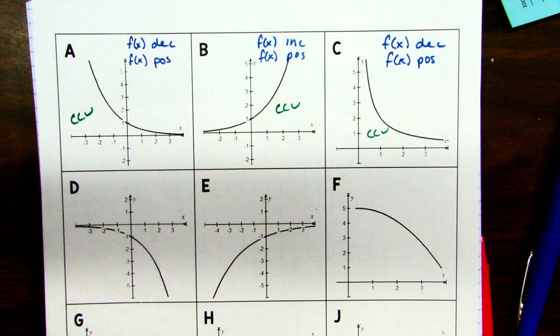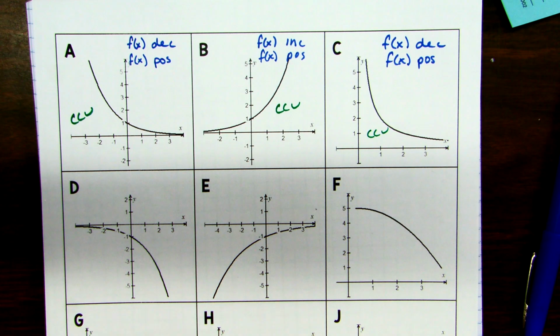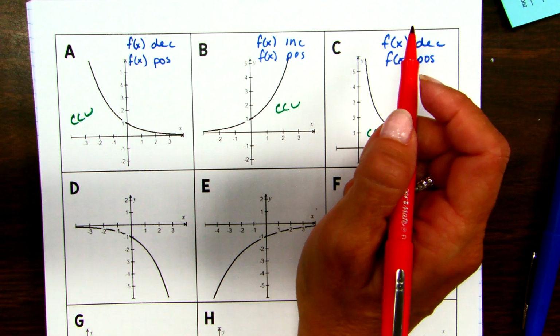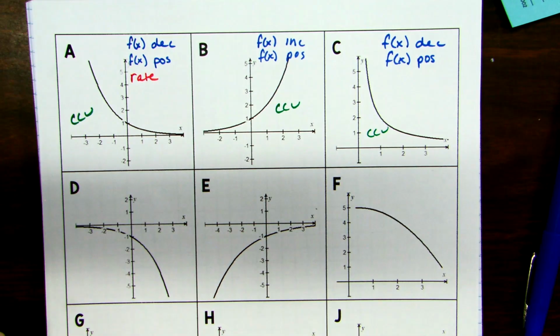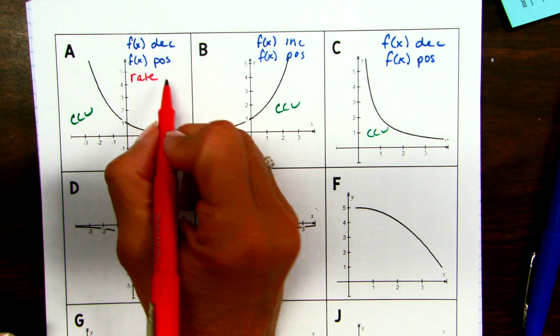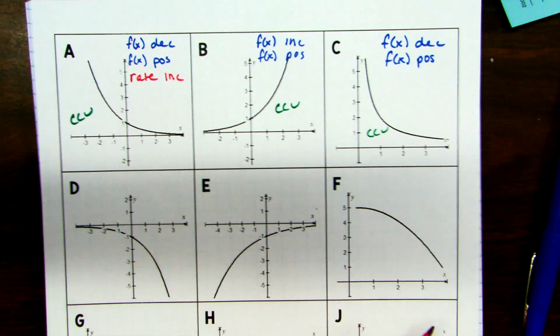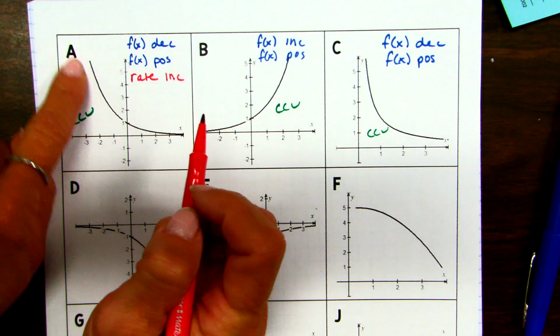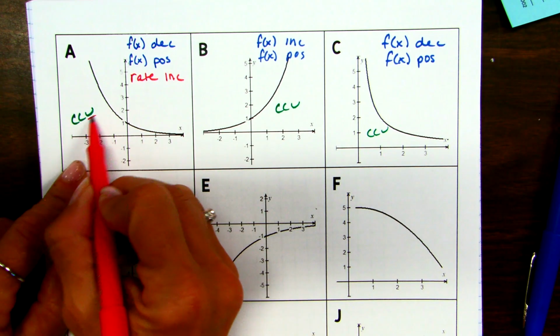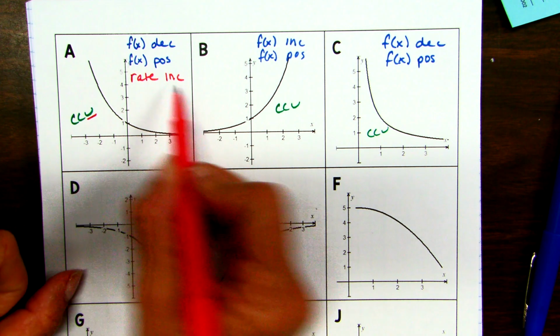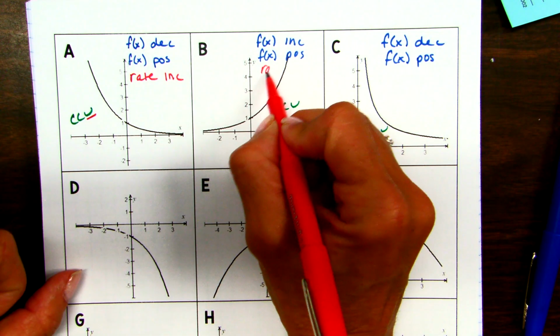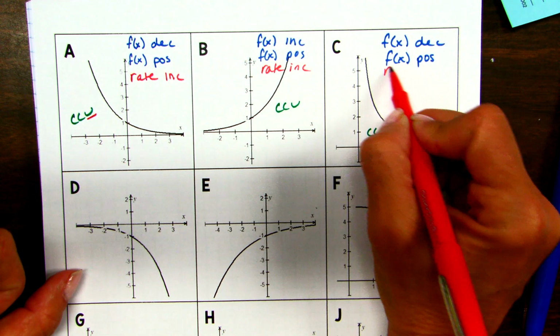Now let's talk about the rate of change. I'm just going to say rate. This is the one everyone gets wrong, not everyone, but is the rate increasing or decreasing on this one? Increasing. You want to say decreasing. The graph is decreasing, but remember, concave up means the rate of change is increasing. So for all three of these, the rate is increasing.